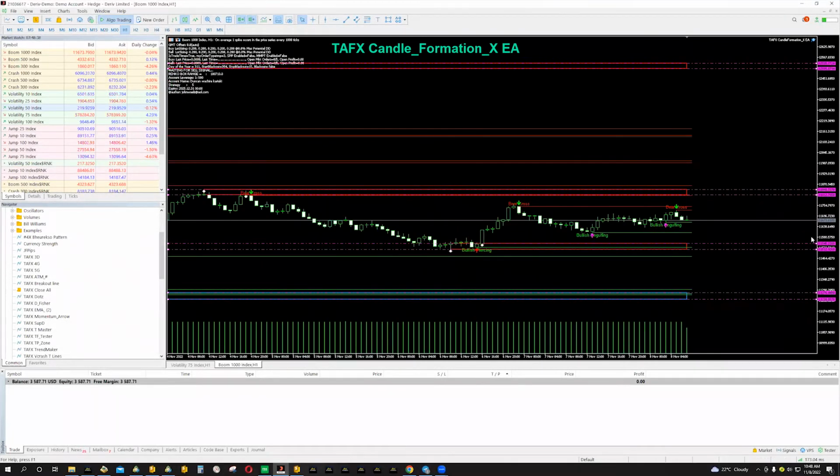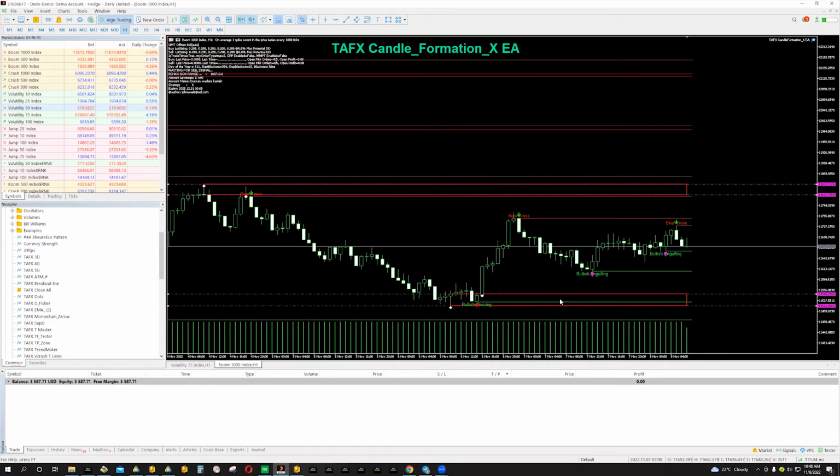Let me zoom so that you can see everything clearly. As you can see, we have a support here, and we have the bullish piercing, the bear cross, and the bullish engulfing. These are the strong candle formations that took place every time they appear in a big time frame. We must have a reversal or a pullback in a small time frame.